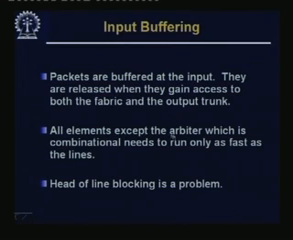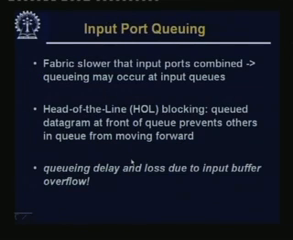All elements except the arbiter, which is combinational, need to run only as fast as the lines. So, this is a good point about input buffering, that elements do not need to be faster than the rate at which the lines operate. Okay. In some other cases, we will see that we require faster speed anyway, but this has a big problem, this input buffering, which is known as head of line blocking. Okay. So, let us look at head of line blocking.